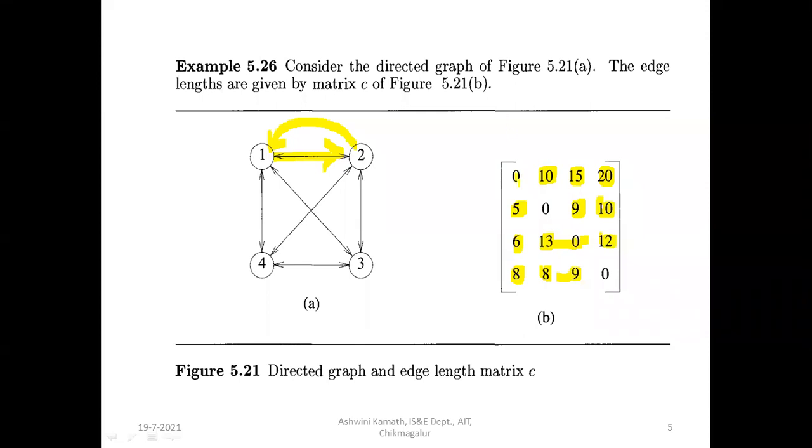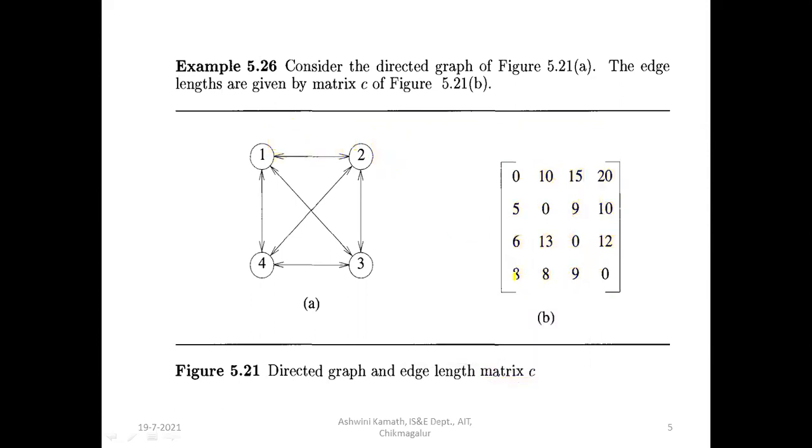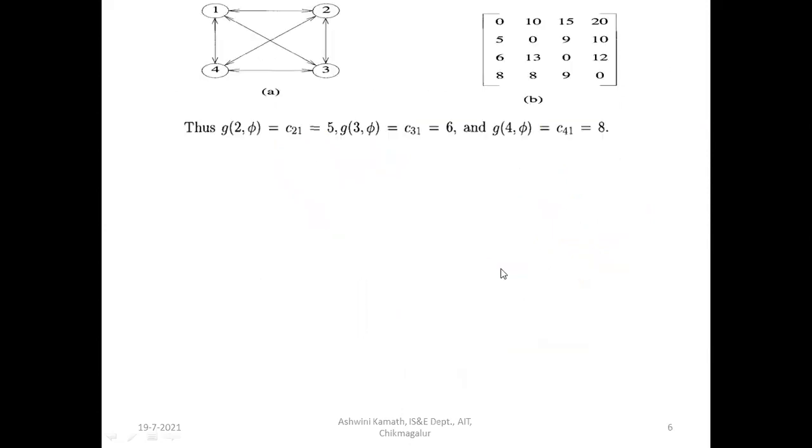Only the diagonal elements are zeros. We don't have a self loop. We don't have loops like 1 to 1, 2 to 2. I hope you understood. So the diagonal elements are zero because we don't have a self loop. So this is the matrix given for the traveling salesperson problem.